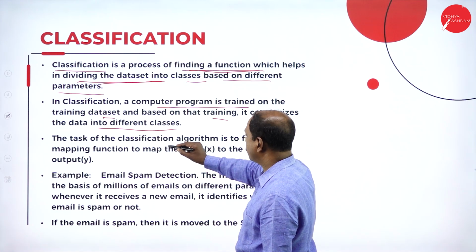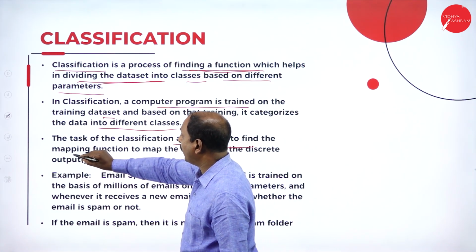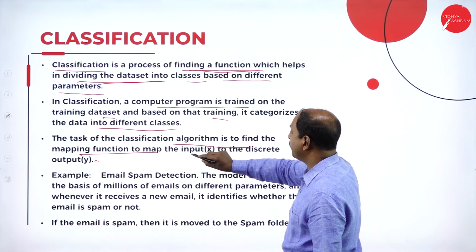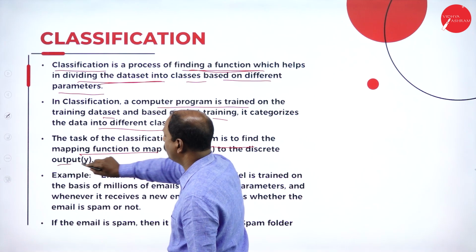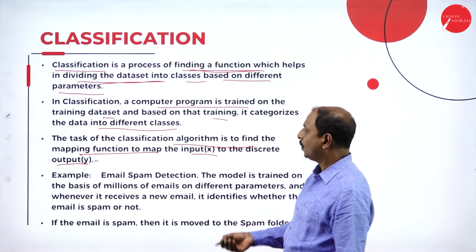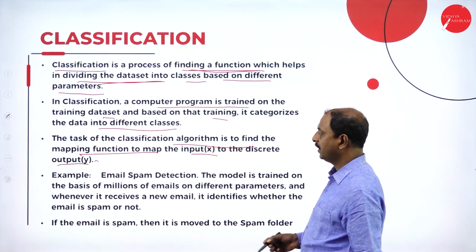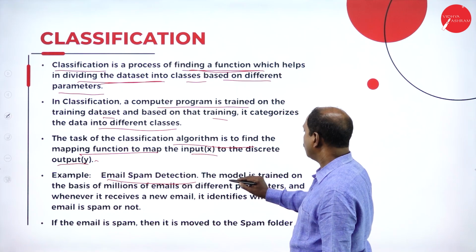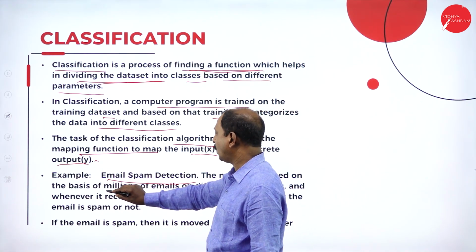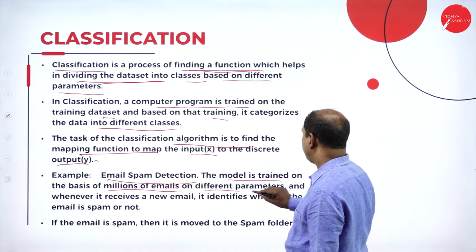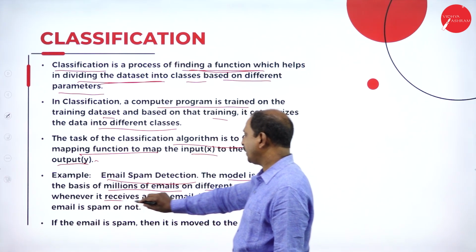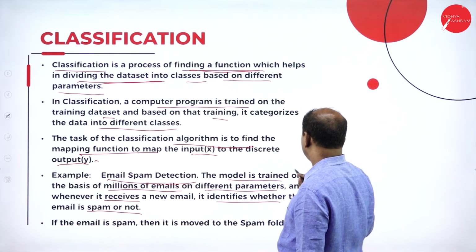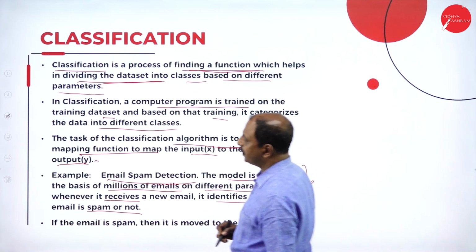The task of a classification algorithm is to find the mapping function to map the input x to the discrete output y. This is mapping the input to the output variable. For example, in email spam detection, the model is trained on millions of emails on different parameters, and whenever it receives a new email, it identifies whether the email is spam or not.